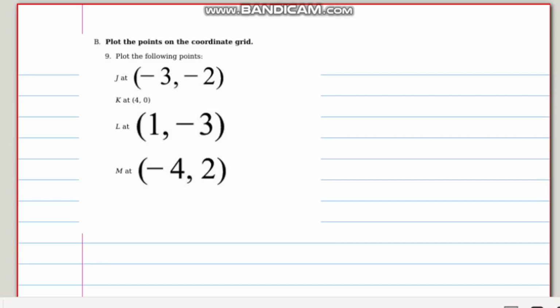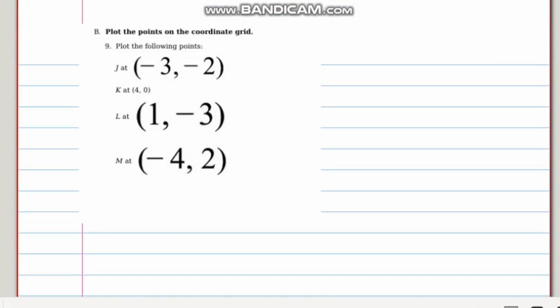Okay, dear students, please listen carefully. I am doing a very important question. The question is basically to plot these points. What is the meaning of plot? Plot the points on the coordinate grid. Which points? This point, this point, this point.